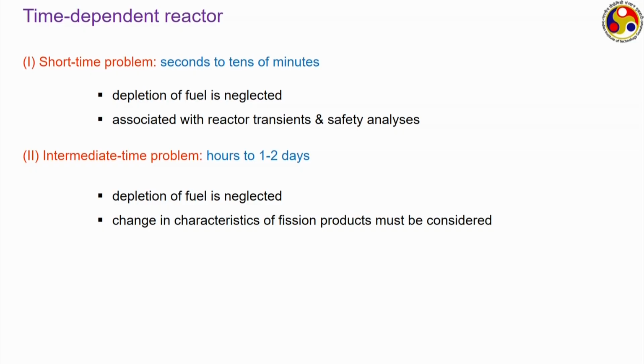Here also, quite interestingly, we neglect any depletion of fuel. However, the production of the fission products needs to be considered, because over a period of 2 days the concentration of certain fission products can have a significant increase. So, that changing characteristics of the fission products needs to be considered, but again, similar to the short time problem, we can consider the fuel mass to be constant. And third is the long time problem, where we are going for a very long period, certain weeks to several months.